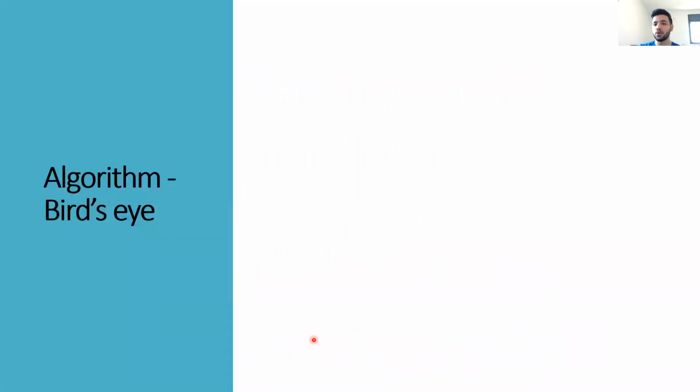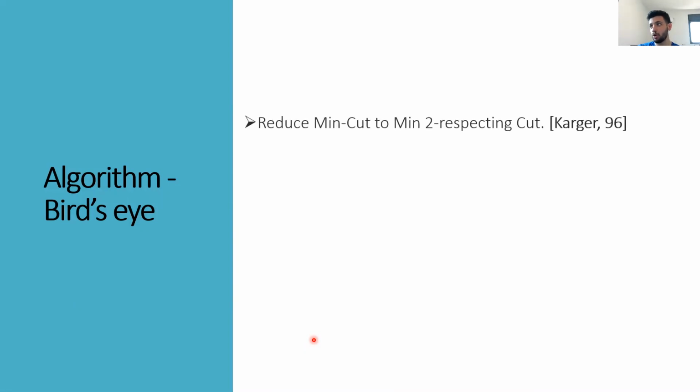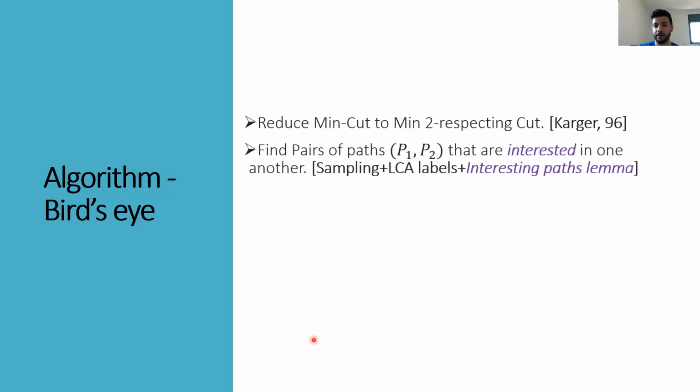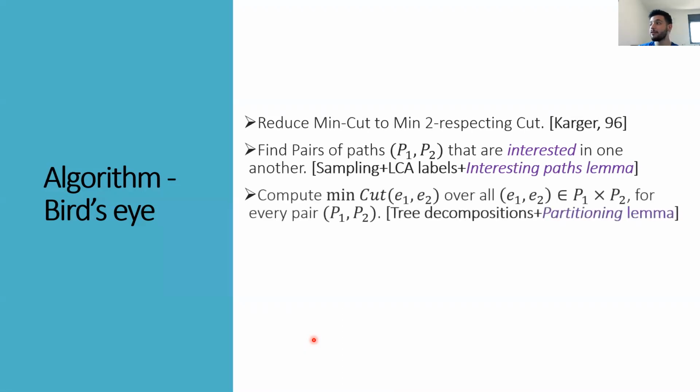Now we can discuss the algorithm from a bird's eye view. We start with reducing the min cut problem to the min2 respecting cut problem. Then we find the pairs of paths P1, P2 that are interested in one another. Then for each such pair, we compute the minimum cut value over each pair of edges from these paths. And then we output the minimum of the above.